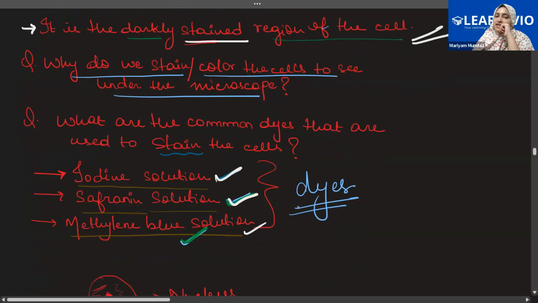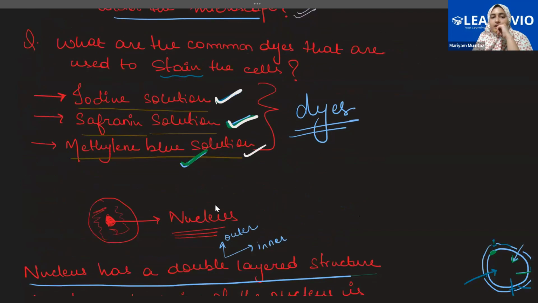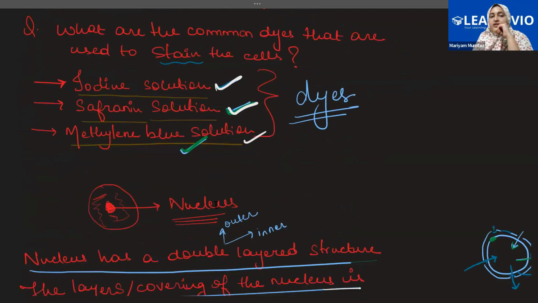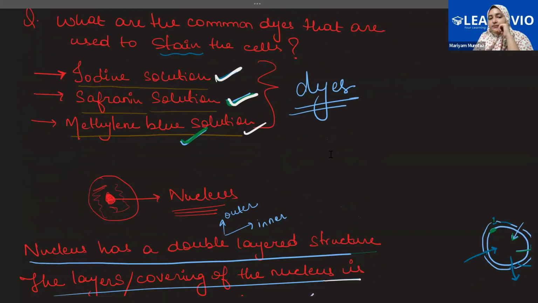Now, why do we stain cells? You people are clear with this thing? Yes, ma'am. Okay, very good. All right, moving forward. Some of the common dyes that we use to stain the cells are iodine solution, safranin solution, methylene blue solution. All of these are dyes.